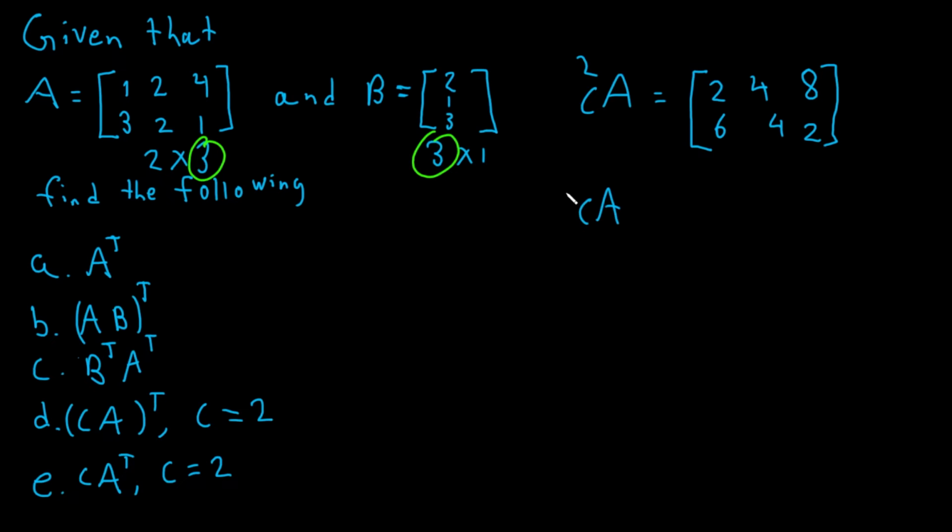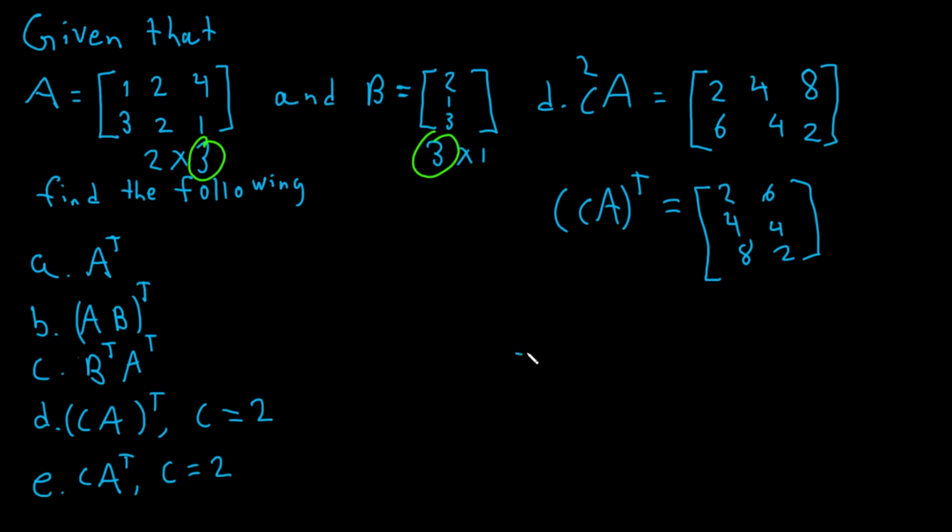We just take CA and we transpose it. So the rows become the columns. Here we'll get 2, 4, 8, and the second row will become the second column, so 6, 4, 2, and this is the answer to bit D. Now we can go ahead and do bit E.